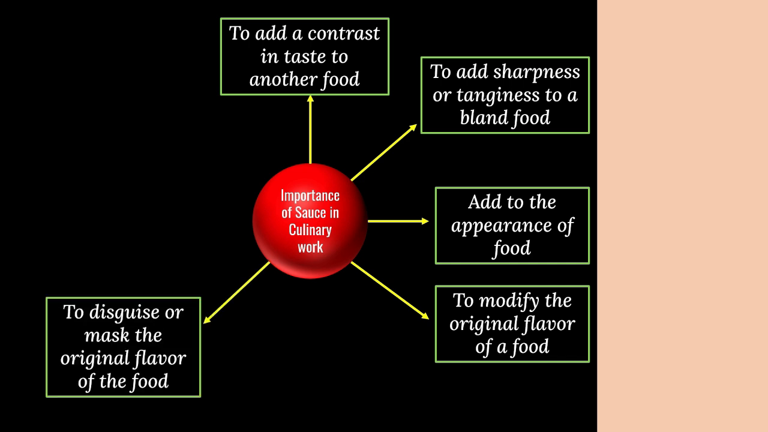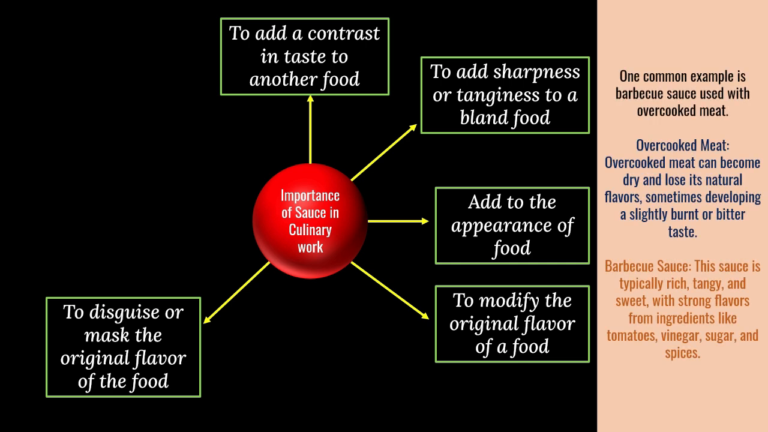And then, to disguise or mask the original flavor of the food. How is it done? One common example is barbecue sauce used with overcooked meat. Now what is overcooked meat? Overcooked meat can become dry and lose its natural flavors, sometimes developing a slightly burnt or bitter taste. To cover up that, it can be disguised or masked. And how are we doing it? With the help of a barbecue sauce.